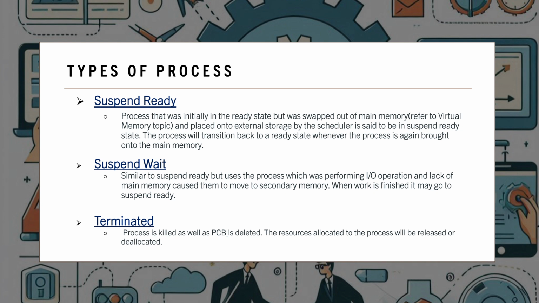Suspend wait. Similar to suspend ready, but it applies to the process which was performing input-output operations and lack of main memory caused it to move to secondary memory. When the work is finished, it may go to suspend ready. The last is terminated. It means the completion of the process. At this time, the process is killed as well as the process control block is deleted. The resources that were allocated to the process will also be released or deallocated.